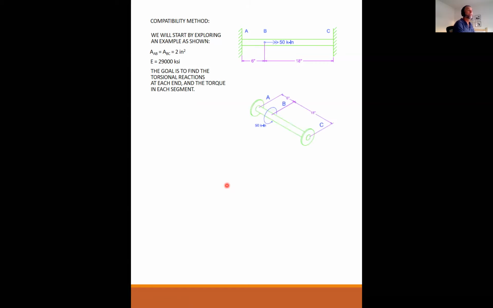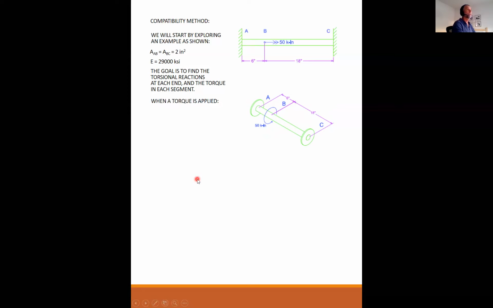And so here's more of an isometric view of the same setup. Again, it looks like a dumbbell, but this collar here represents attachment to a solid support. So this thing is fixed at A, fixed at C. It is 6 inches and 18 inches, and there's your 50 kip-inch vector. Like I said, if you follow the right-hand rule, curl your fingers, that's what you get.